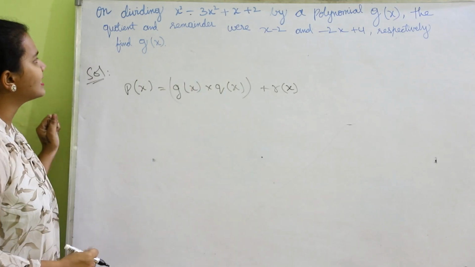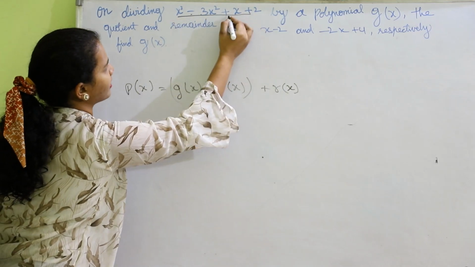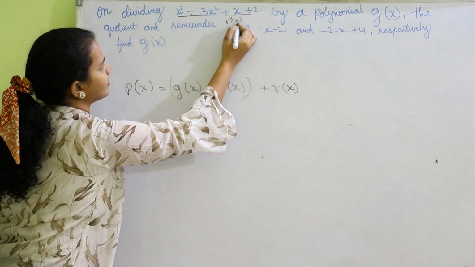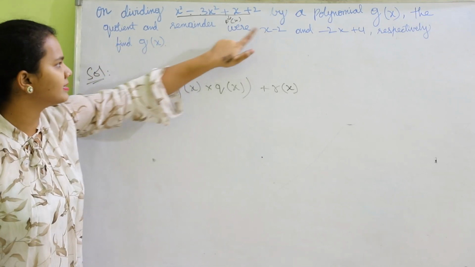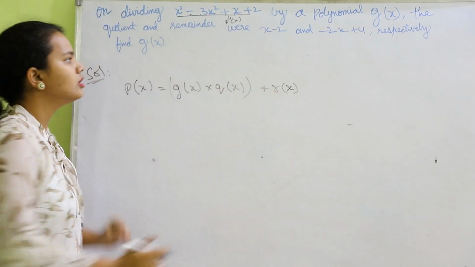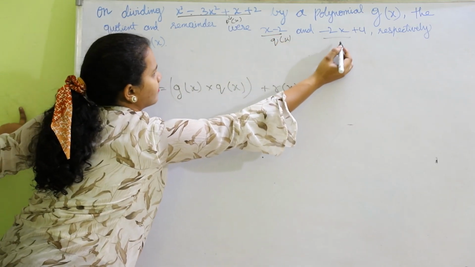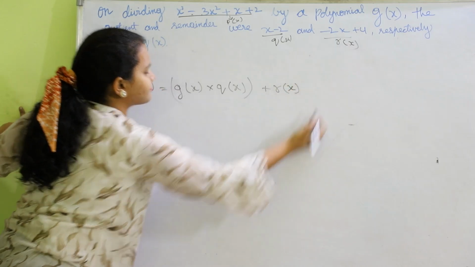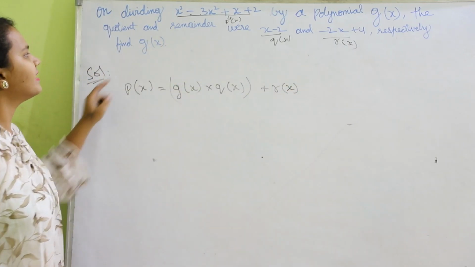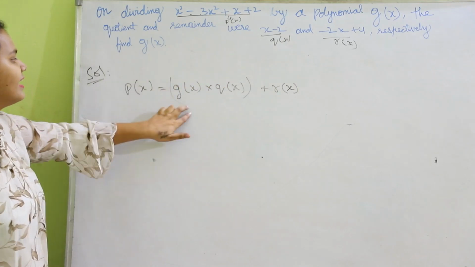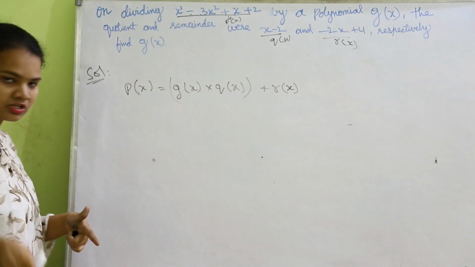Now what you do, guys, is that they have already given the p of x value, so this will be the p of x value. And what else? The quotient value will be this, the remainder value will be this. So this will be the q of x value and this will be the r of x value. So they have given three values and they are asking to find the g of x value. They haven't given the g of x value; they are asking to find it.